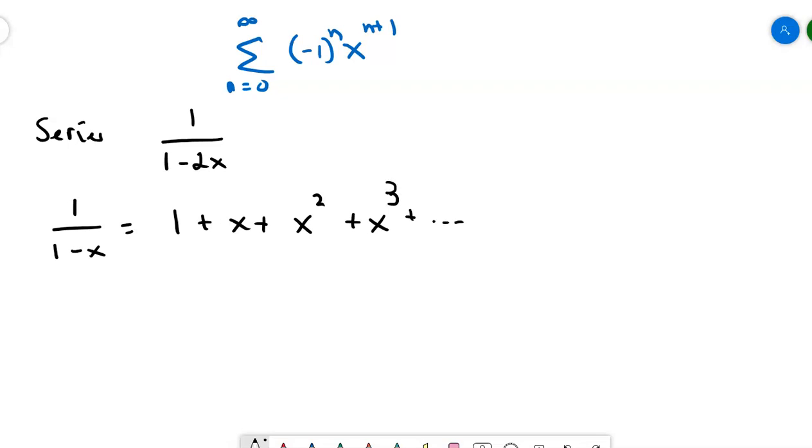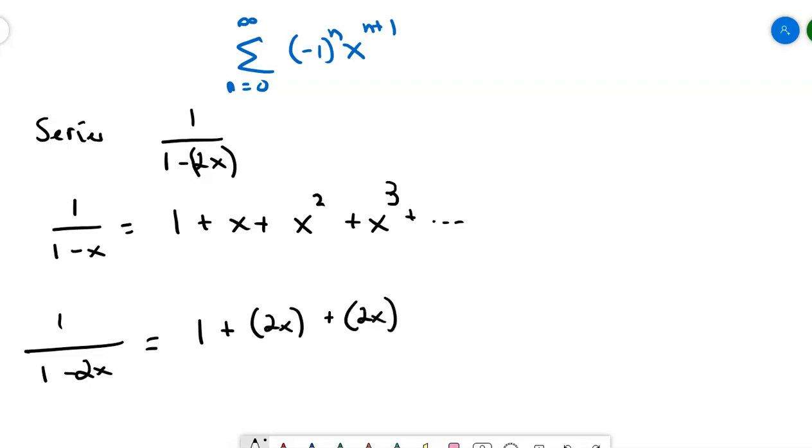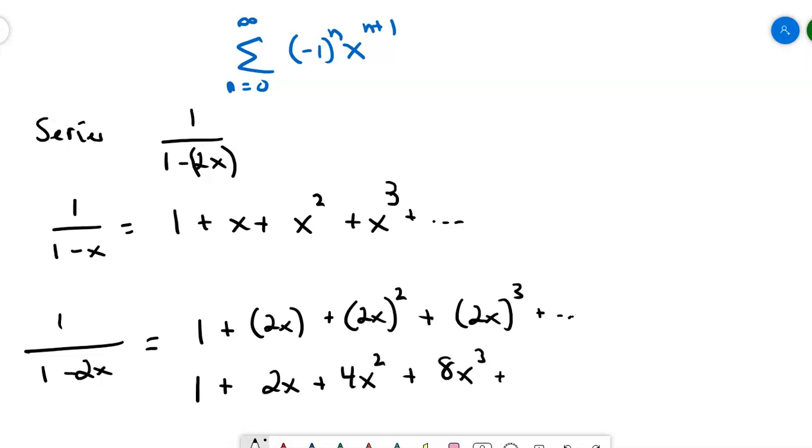Instead of having an x, I'm going to replace the x's with 2x, right? So I'm going to put that 2x in parentheses for just a second. So 1 over 1 minus 2x is going to be 1 plus 2x plus 2x squared plus 2x to the third, and so forth. So what does that look like when I simplify it? 1 plus 2x. Now don't forget to square constants. I get a 4x squared. I get an 8x to the third, and so forth.